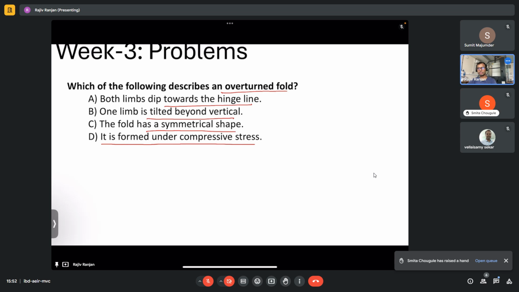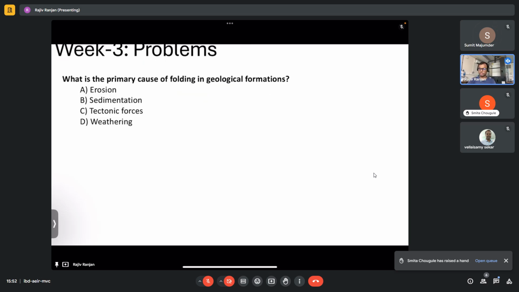Nobody? Option B, one limb is tilted beyond vertical. Correct. Very good. Let's move to the next question.